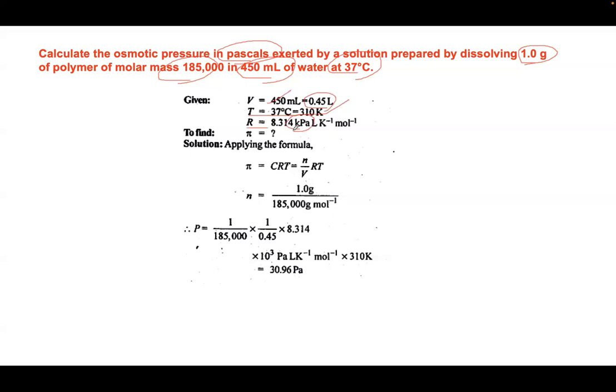Now, applying the formula, you have pi, which is CRT. You have n, and n can be calculated: n is the given mass by molar mass, so n is equal to 1 divided by 185. Given mass by molar mass gives you the number of moles. Once you have that, you directly substitute, and you will get the value of pi, or osmotic pressure. So the value is 30.96 pascal.